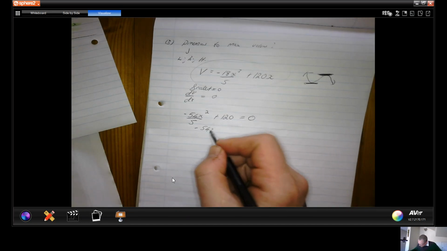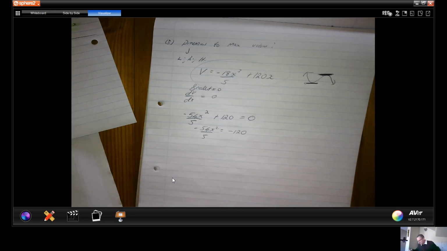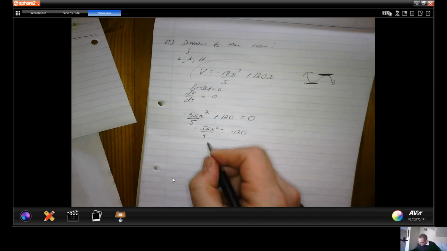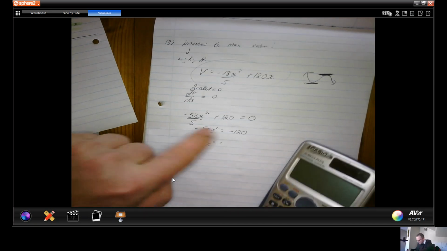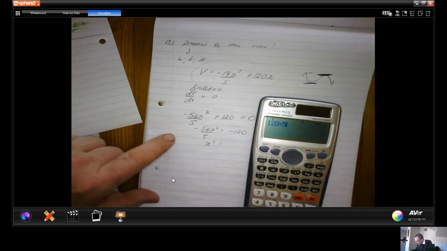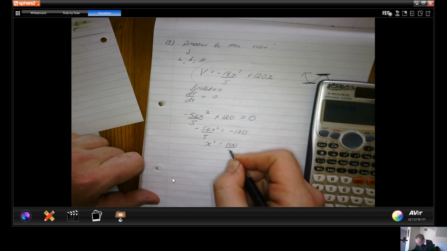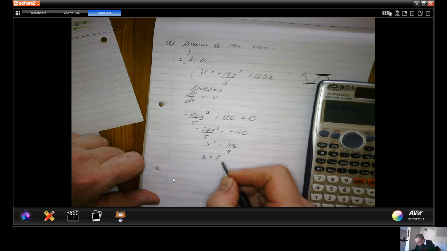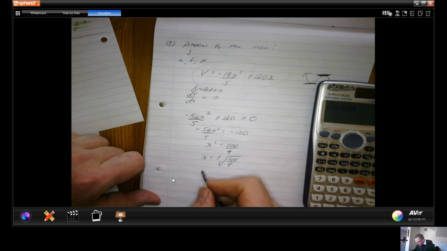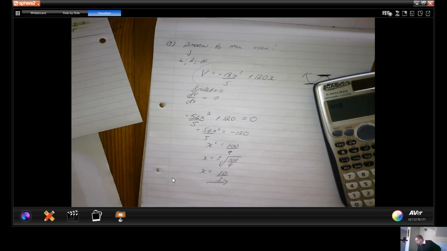So you're going to have minus 54x squared over 5 is equal to negative 120. So x squared is going to be equal to, well, the negatives are going to cancel, and you're going to be left with 120 times 5 divided by 54. So you get x squared is equal to 100 over 9. So x could be plus or minus the square root of 100 over 9, but x can't be negative, so it's just the positive version we're looking for. And the square root of 100 is 10, the square root of 9 is 3. So the maximum volume will occur when x is equal to 10 over 3.